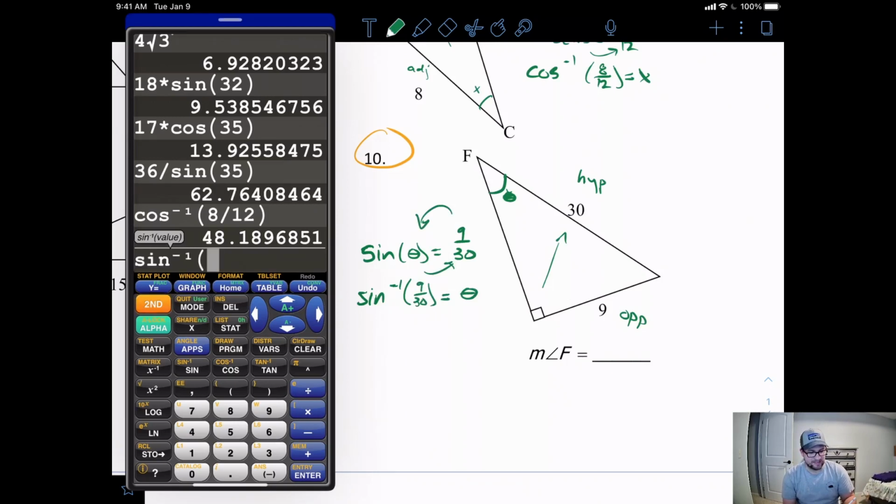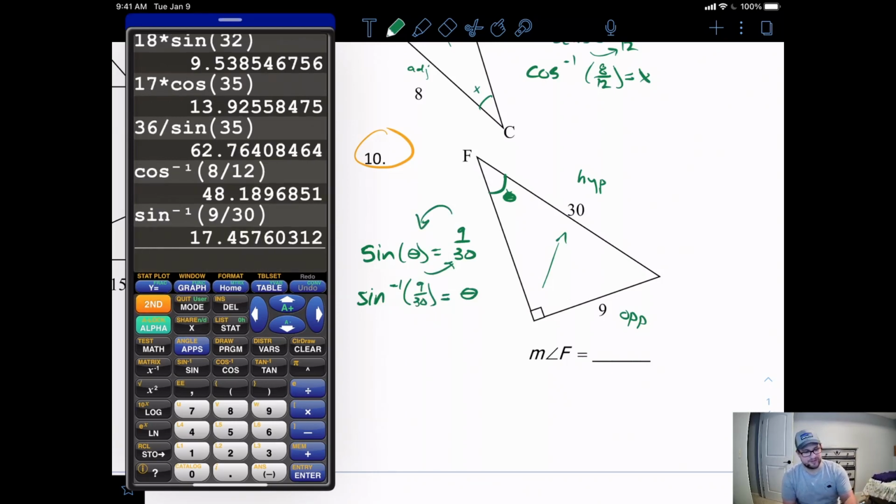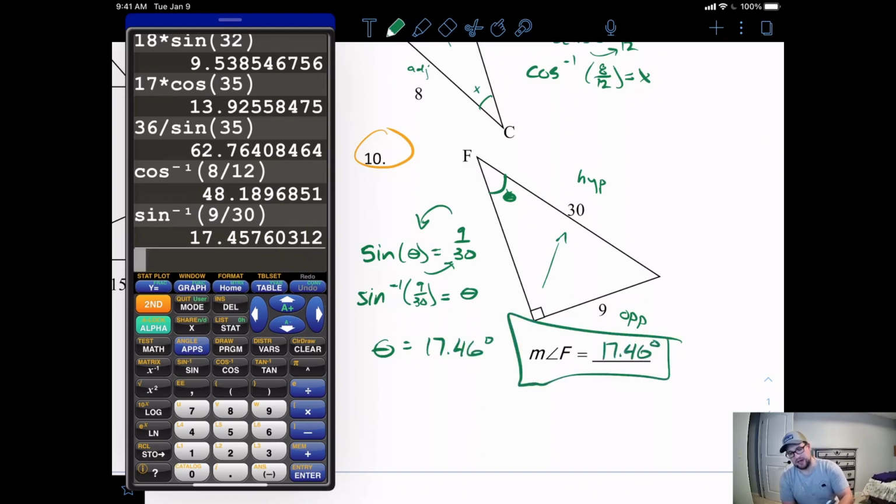So second sine of 9 over 30 gives us an angle measure of 17.46. So theta is equal to 17.46 degrees, and we are done.